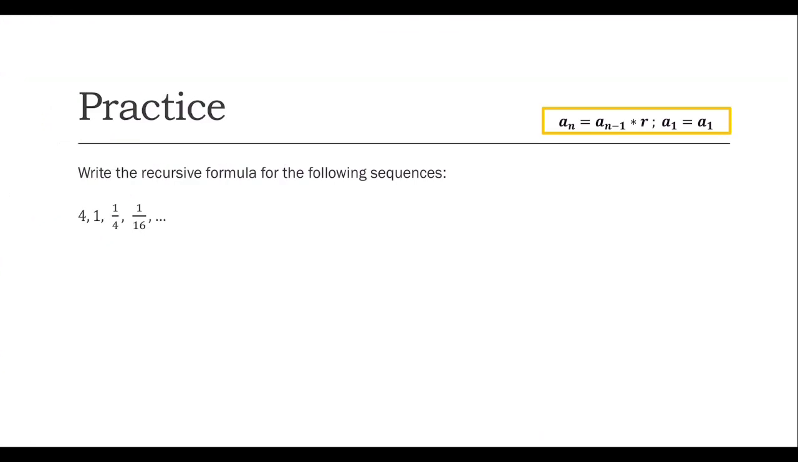So in this first example here, we'll find our rate. We'll take our second term divided by our first. 1/4 is our rate, and our first term is 4. So a sub n equals a sub n minus 1 times 1/4, where a sub 1 equals 4.